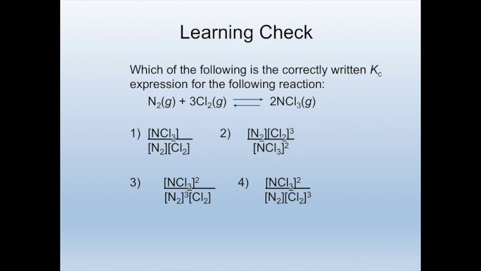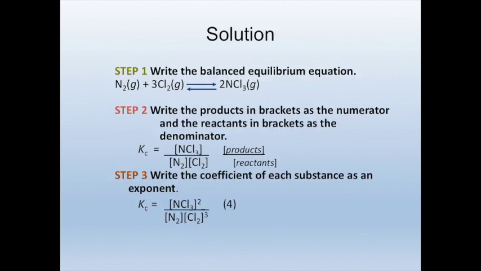Now, if you remember, the way we solve this is we write the balanced equation. We have 1 nitrogen plus 3 chlorines yields 2 nitrogen trichlorides. Then you write the products in brackets as the numerator and reactants in brackets as the denominator. So the products are nitrogen trichloride and the reactants are nitrogen gas and chlorine gas. So they're arranged as this. And then the coefficients of each substance become the exponents. So nitrogen trichloride is to the 2nd power, and chlorine gas is to the 3rd power. So that would be option 4.